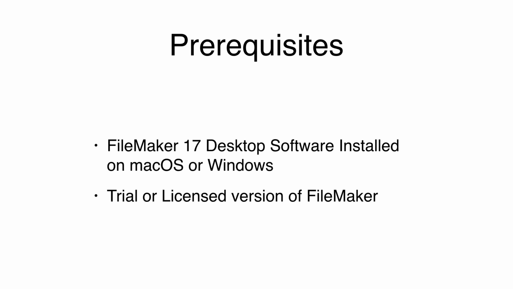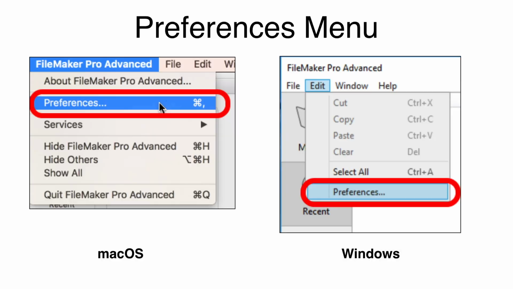OS or Windows. You may use either the free trial version or the licensed version of FileMaker. Select the Preferences menu item from the FileMaker Pro Advanced menu on Mac OS. On Windows, select the Preferences menu item from the Edit menu.